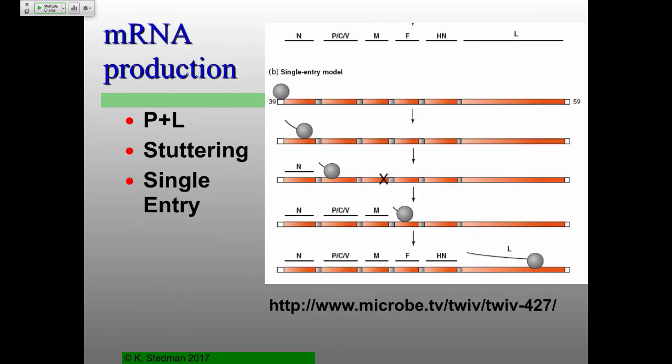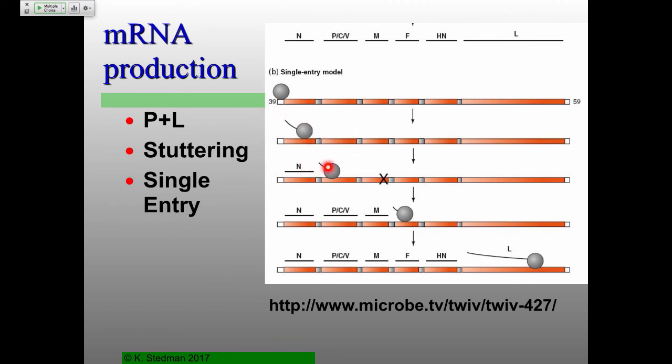And instead of just making a few of those and stopping, it makes a whole bunch of copies of these U's. And why is that important? Well, because you need poly A tails for your messenger RNAs. So it makes a whole bunch of U's, and then in some cases, the polymerase just falls off and goes back here and starts again, goes back here and starts again.